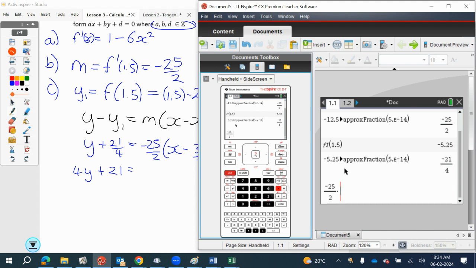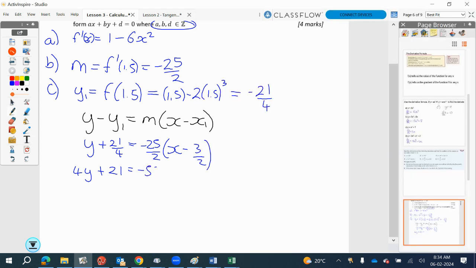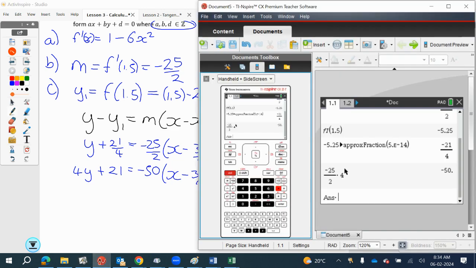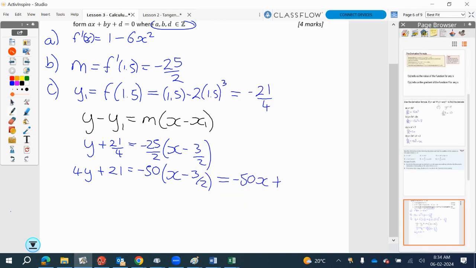So why not use your calculator to help you with these bits and pieces? This is going to give us minus 50. So then we want minus 50x bracket minus 3 over 2. So expanding that, we get minus 50x. What about minus 50 times minus 1.5? 75. Equals 75.